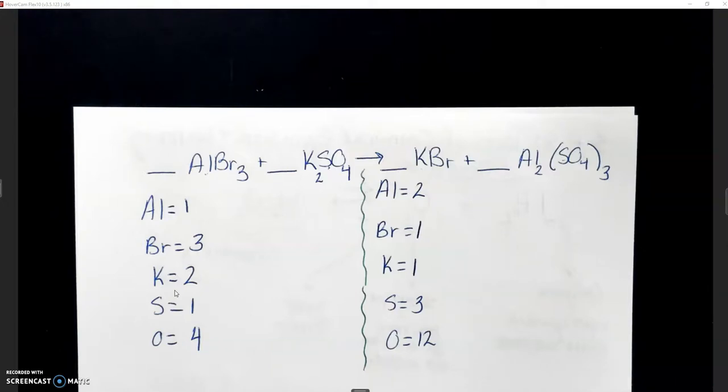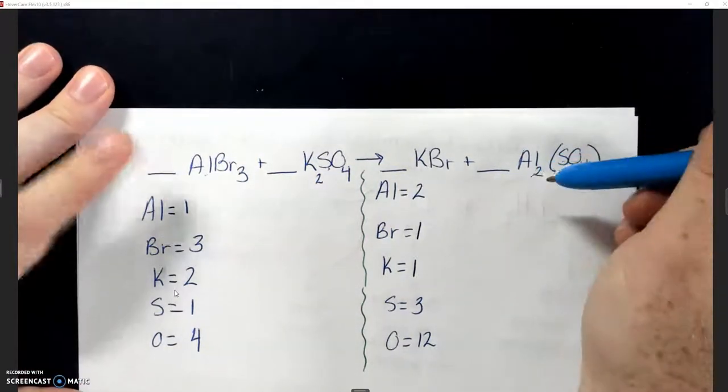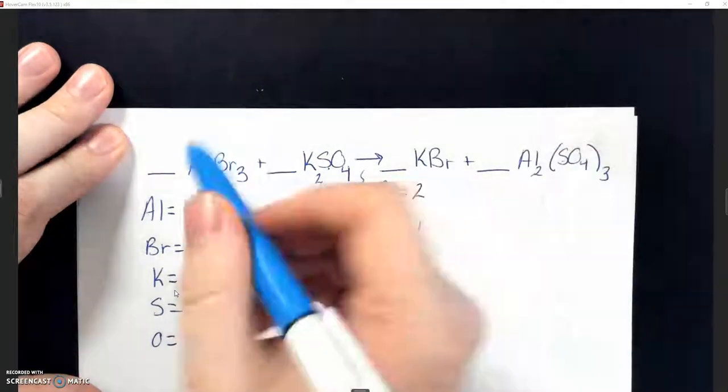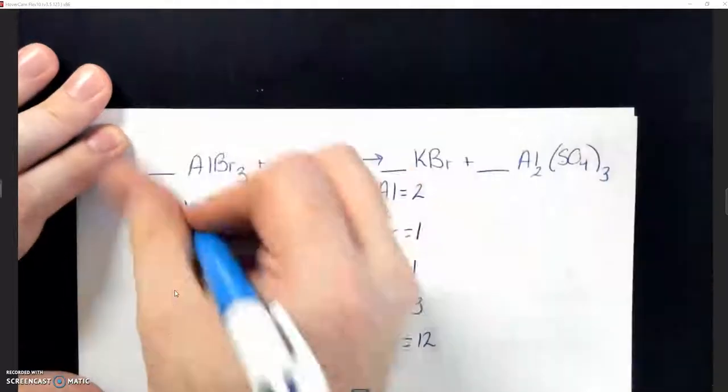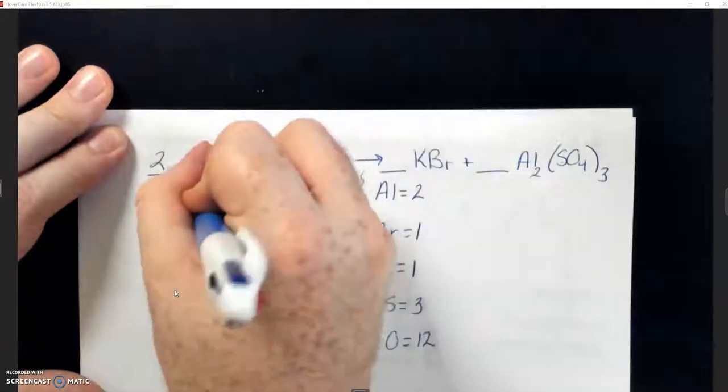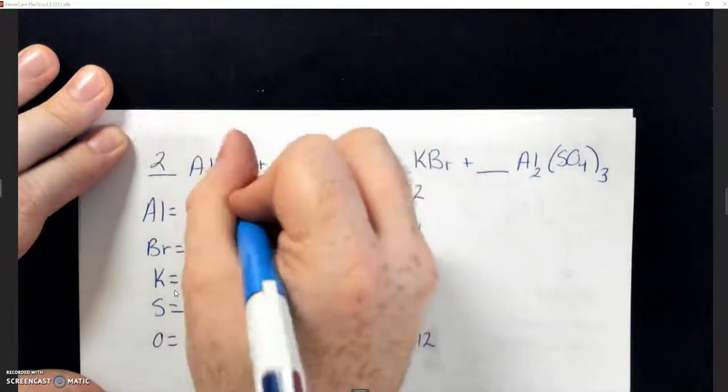You can technically pick any element that you want first. Typically oxygens are best to save last, and that's for anything that you balance. I'm going to start with the aluminums first just because they're listed first. We have 2 aluminums on this side, only 1 over here, so I have to add to this side. If I've got 1 aluminum here and I need to get to 2, what number can I multiply 1 by to get up to 2? Well, 2, of course. So if I put a 2 out in front, I now have 2 times 1 aluminum.